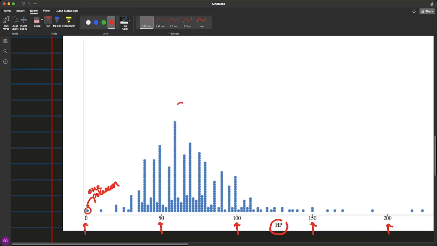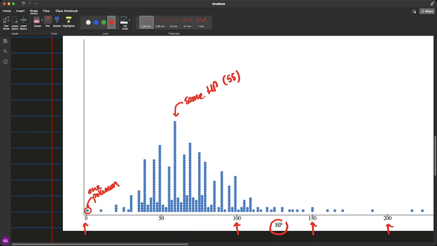Let's look at all of these dots right here. They are stacked on top of each other, which means they have the same HP. If this is 50 right here, then counting over, 50, 51, 52, 53, 54, 55. So what this tells you is that there are a lot of Pokemon that have 55 HP. If you wanted to figure out exactly how many, you could count these dots.